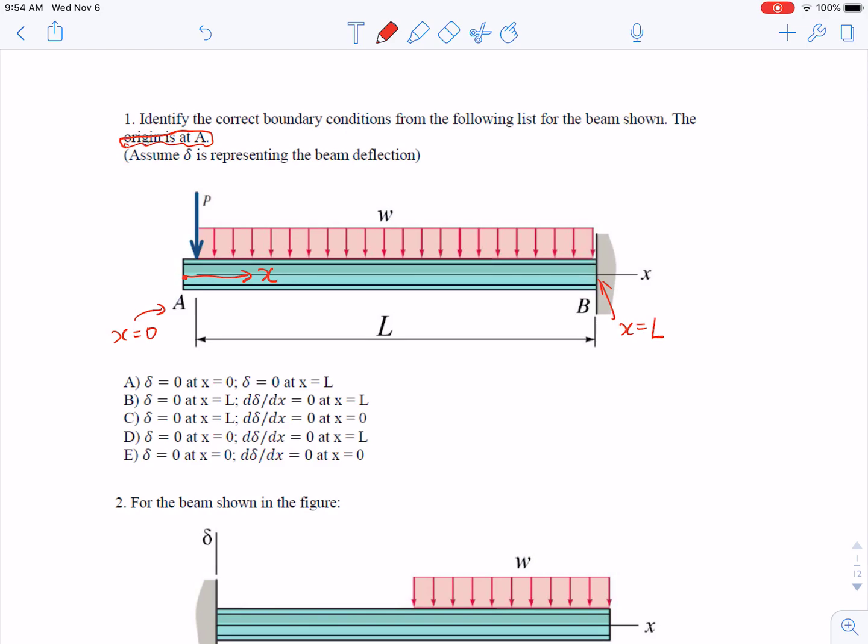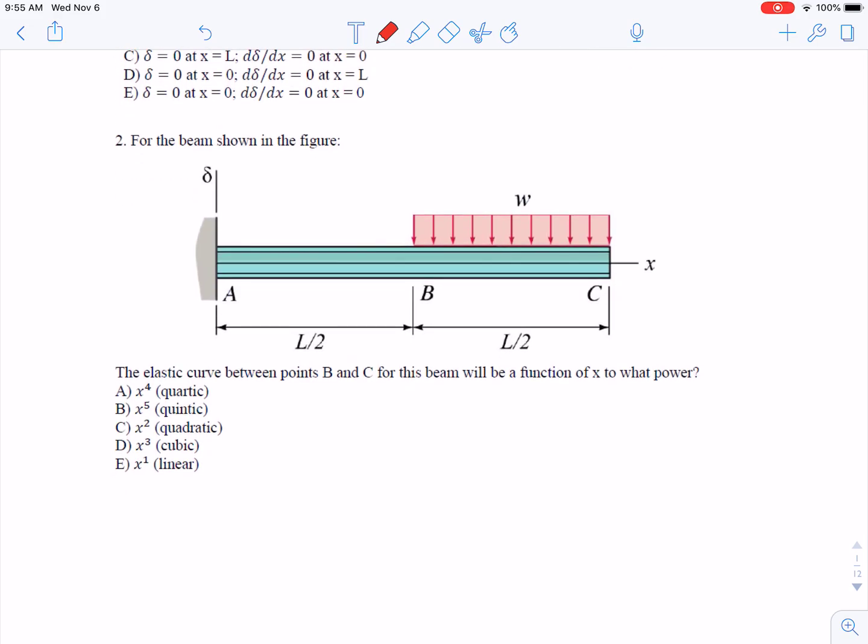So we already know that for a cantilever beam, the deflection at the fixed end is always 0, and its slope is always 0. So after deformation, this cantilever beam will look more or less like this. It will deform in this way. Okay, so our correct answer will be B, right? Deflection equals 0 at the fixed end, and the slope also equals 0 at the fixed end, where x equals L.